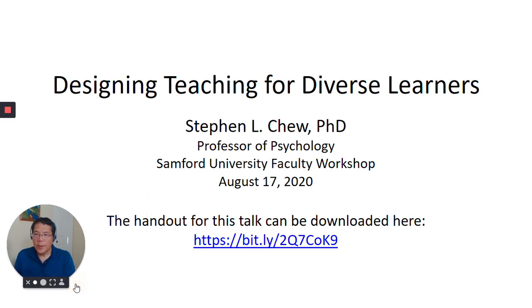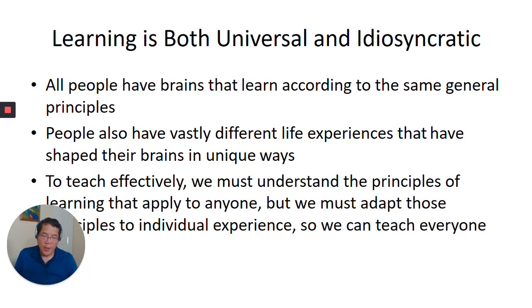So let's talk a little bit about teaching for diverse learners. I'm going to first talk about the general principles of learning and how we can use those to adapt to different learning situations. And then at the end, I'm going to talk specifically about diversity and inclusion, about principles that we should pay close attention to make our teaching and learning as inclusive as possible towards first-generation college students or marginalized groups. But first, let's just talk about the general principles of learning.